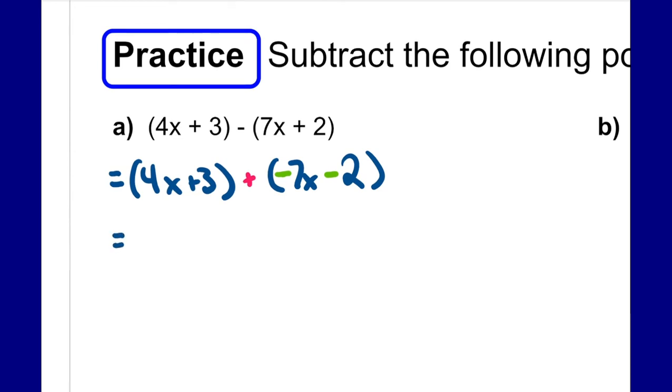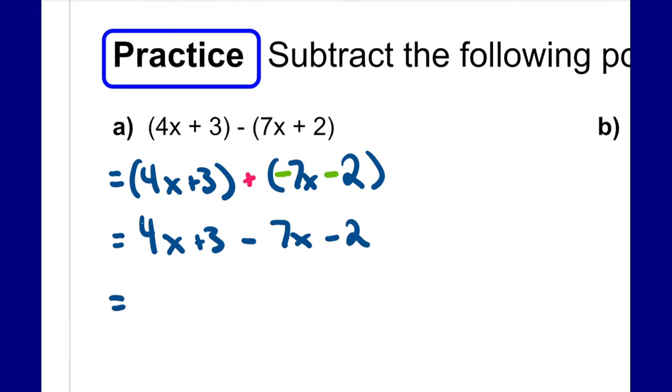Now that it's addition, I can drop my brackets. So 4x plus 3 plus negative 7x, double signs, addition and subtraction. Adding a negative is the same as saying subtraction, and then minus 2.